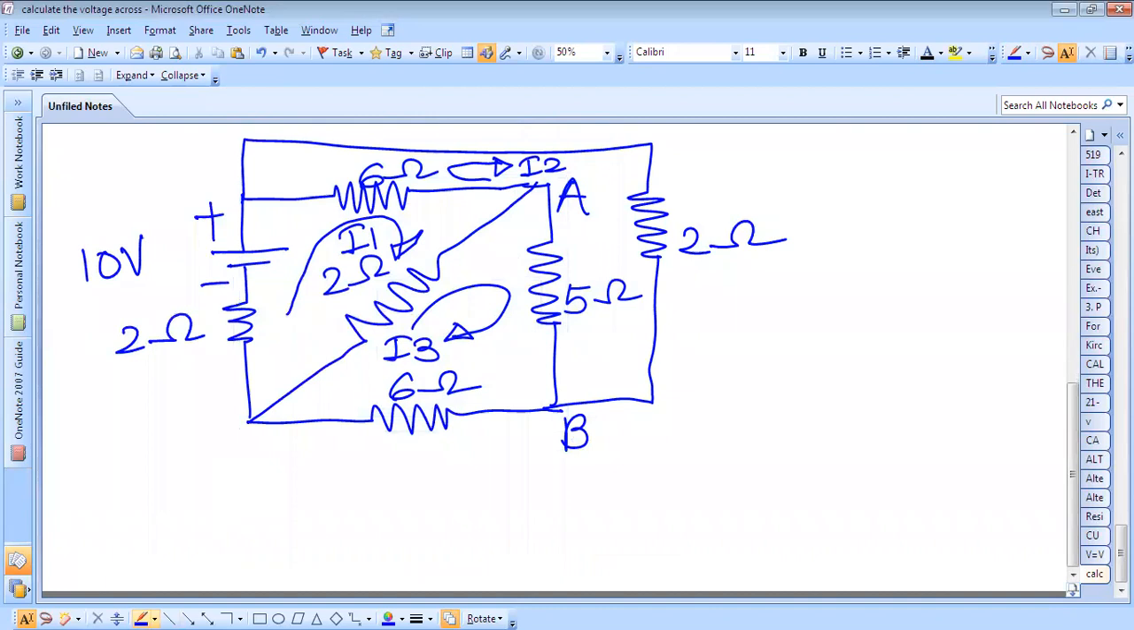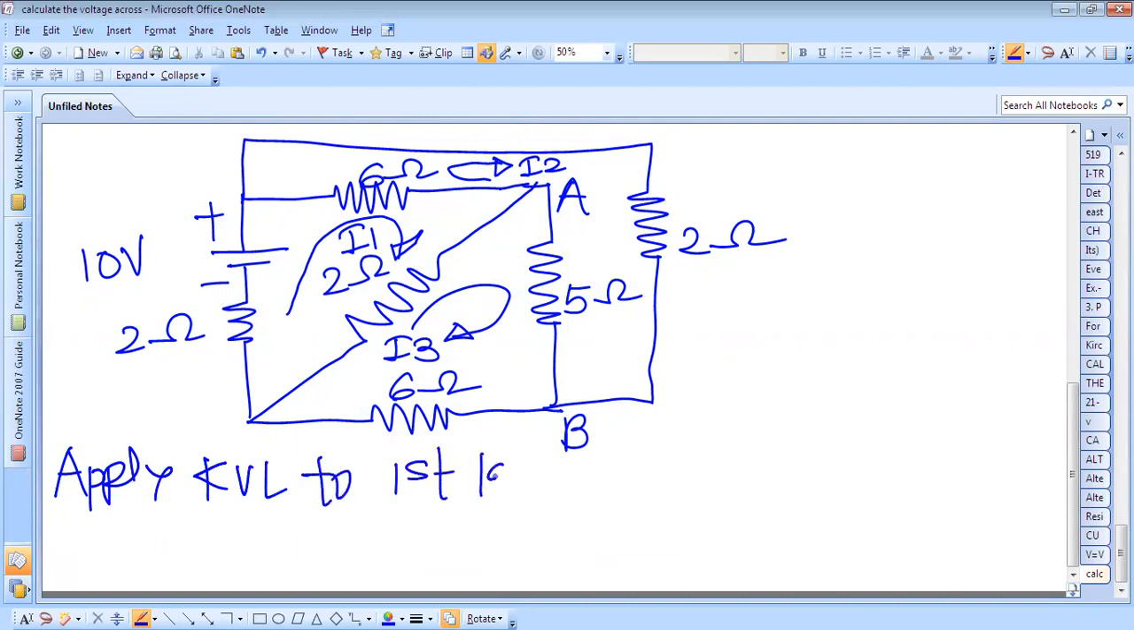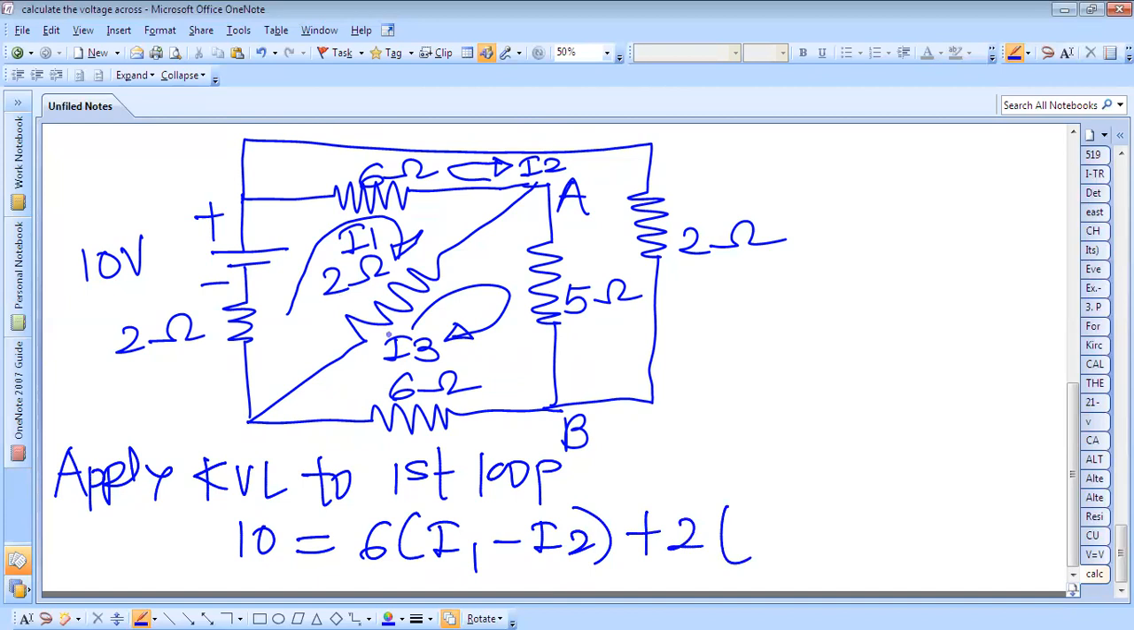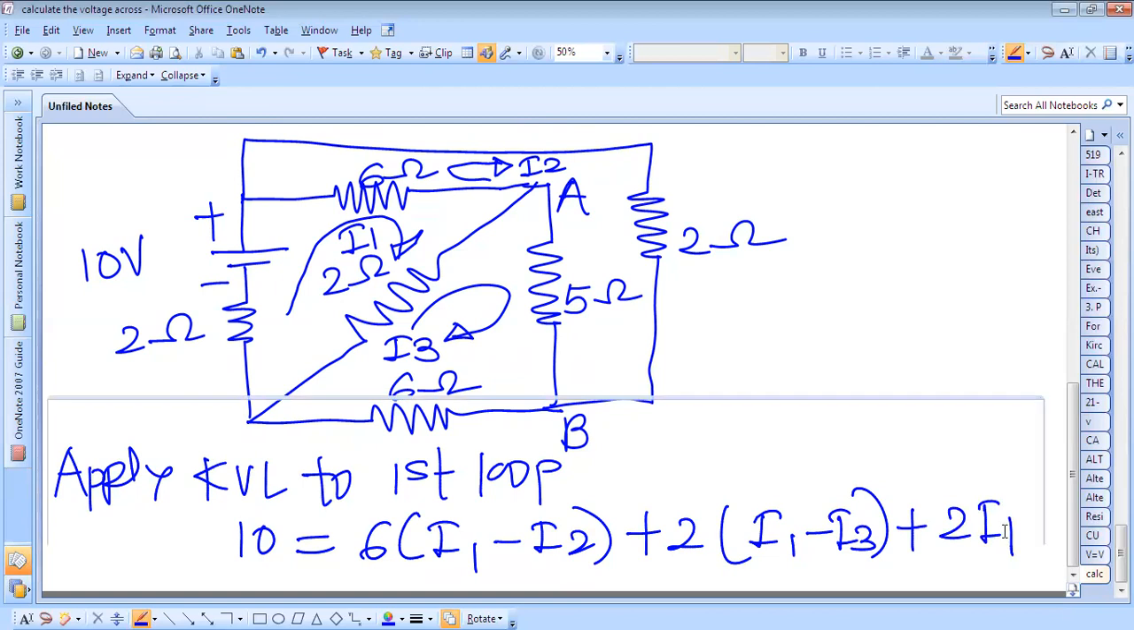Now first we'll apply KVL to the first loop, that is this loop. So we are going in this direction. So 10 is equal to 6 into (I1 minus I2), plus 2 into (I1 minus I3), and again we go here, it is 2 into I1. Okay, so we have got this equation.